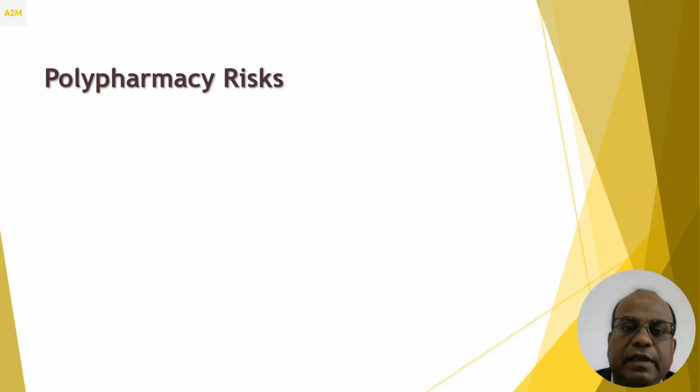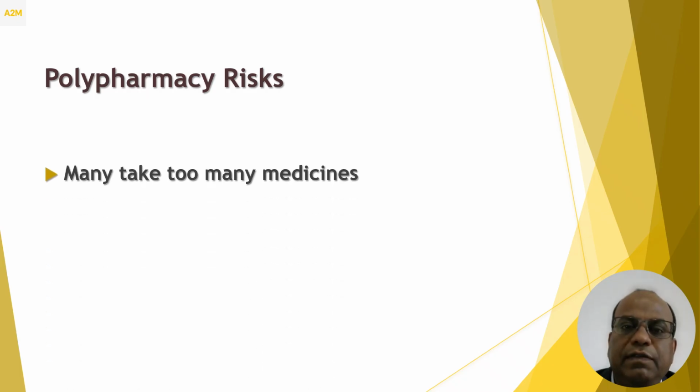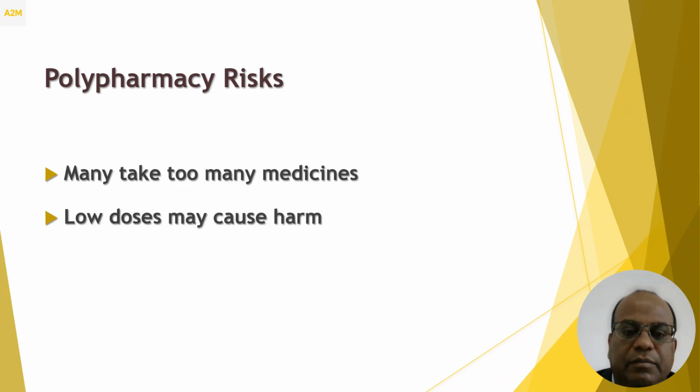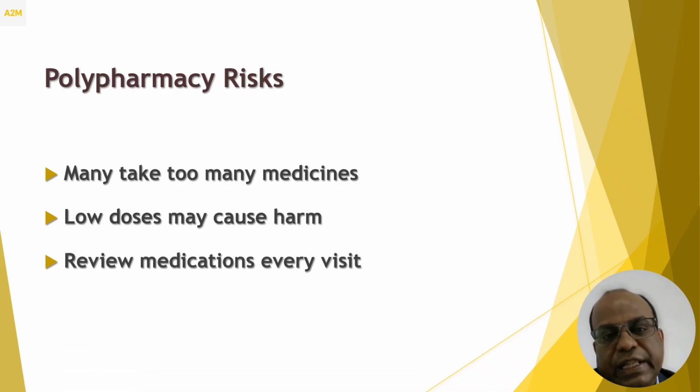Now, polypharmacy risks. Polypharmacy means taking many medicines, usually 5 or more at the same time. This is very common in older adults. Many have diabetes, heart problems, arthritis, poor sleep, and memory issues. So each illness brings some new medicines. Soon the list becomes long, but the more medicines a person takes, the higher the risk of harm. Even small doses can cause big effects in older adults.